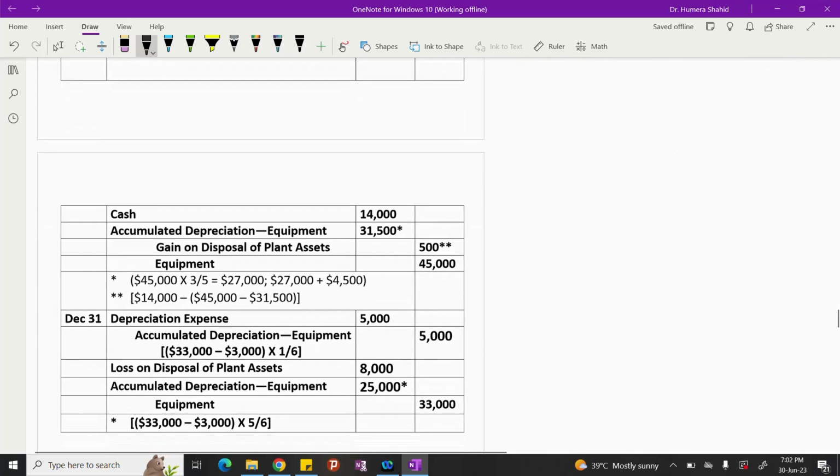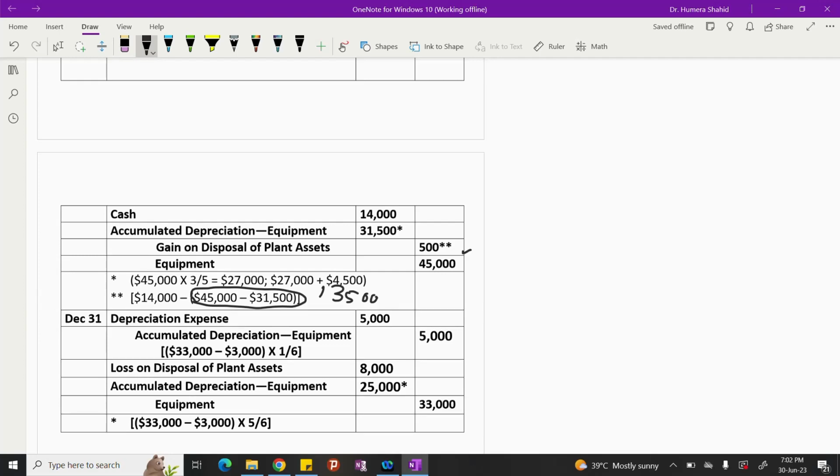So I did this calculation over here. 14,000 minus this, the difference between the calculation of book value. So I got a gain of 500. How do I know that gain is 500? Because this amount is 13,500.